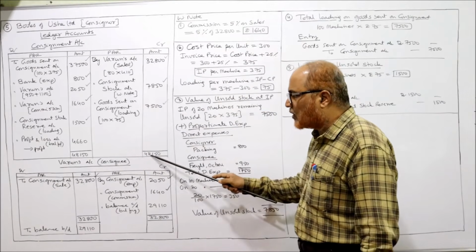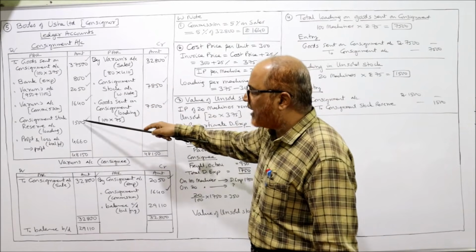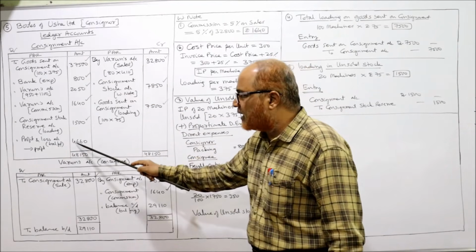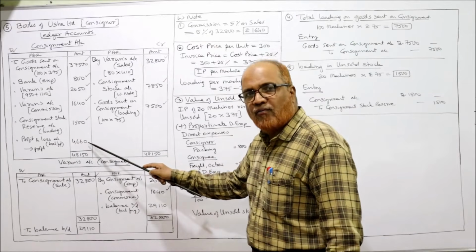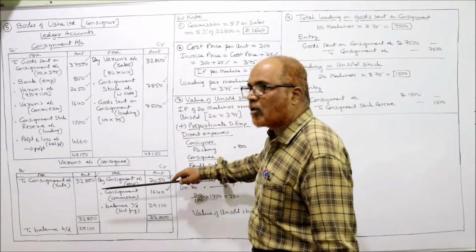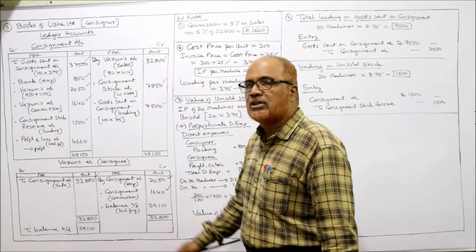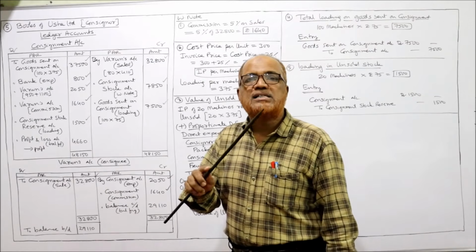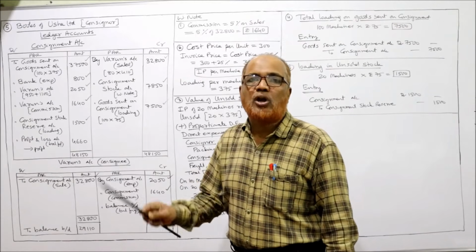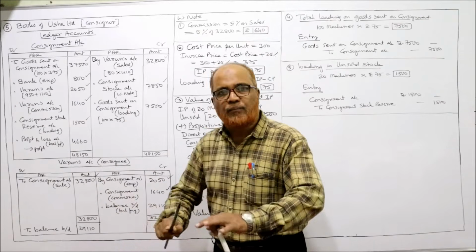Now take the total on the credit side. The credit side total is 48,150. From 48,150 deduct all debit items. The balancing figure you are getting is 4,650. What is this? Profit on consignment, because the credit side is more and the debit side is less. The entry is consignment account debit to profit and loss account.